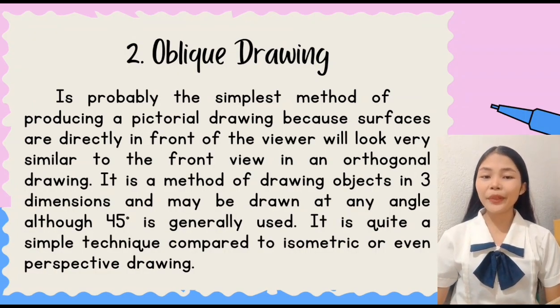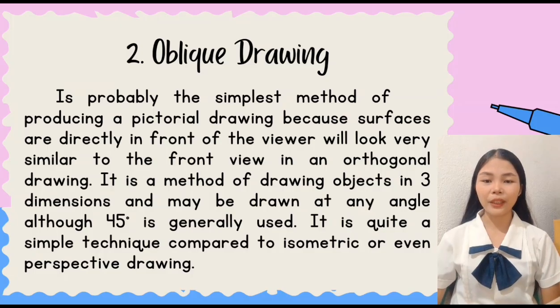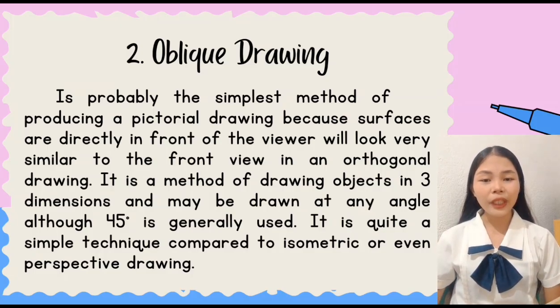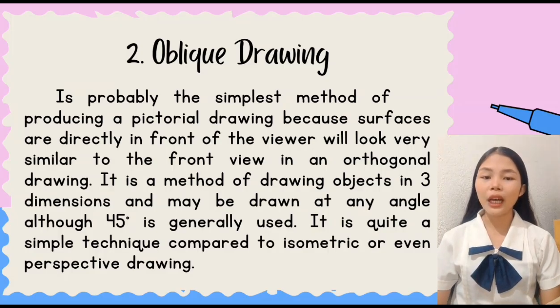Oblique drawing is probably the simplest method of producing a pictorial drawing because surfaces directly in front of the viewer will look very similar to the front view in an orthogonal drawing. It is a method of drawing objects in 3 dimensions and may be drawn at any angle, although 45 is generally used. It is quite a simple technique compared to isometric or even perspective drawing. So, oblique drawing, one of the easiest ways to show an object in 3D form. So, mas simple ni siya kumpara sa isometric drawing kay ang front view sa object mao na gyud ang makita nimo nga klaro.